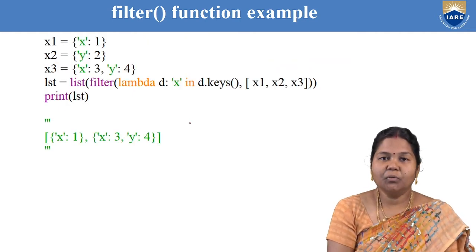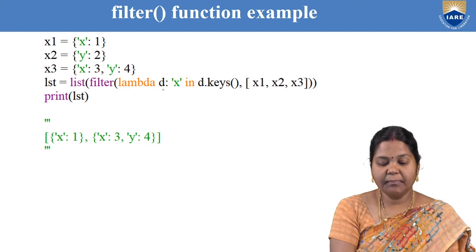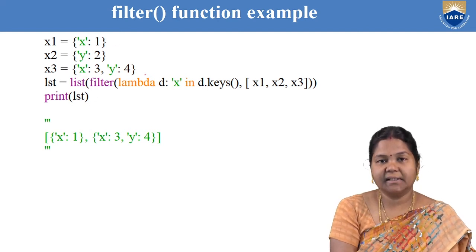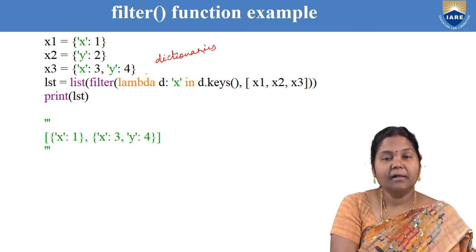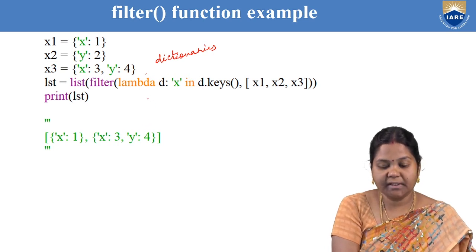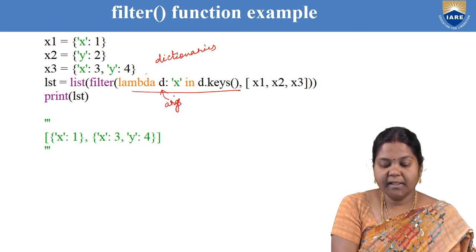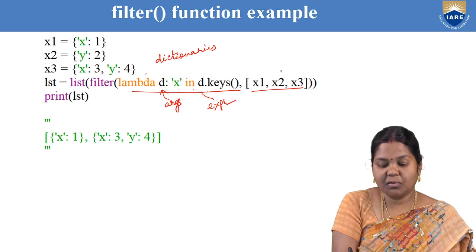Now let us see how this filter function can be applied on a dictionary. We have applied a lambda or anonymous function here. You can see x1, x2 and x3 are the three dictionaries we have defined. Using the filter function with the lambda, for the argument d, we check whether x is in d.keys, that is, whether the string x is present in the keys. This expression will be checked on all three dictionaries.